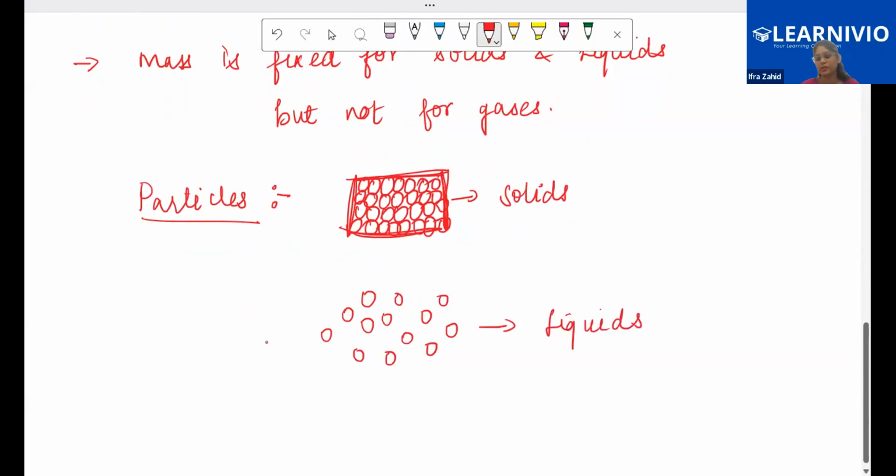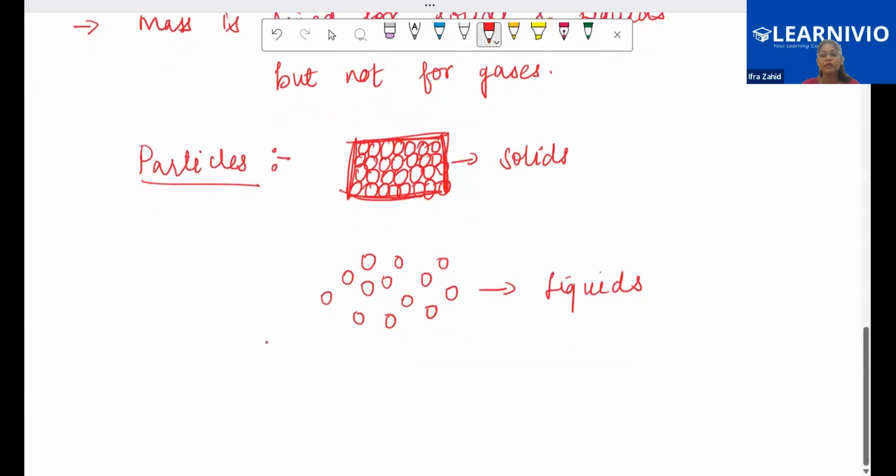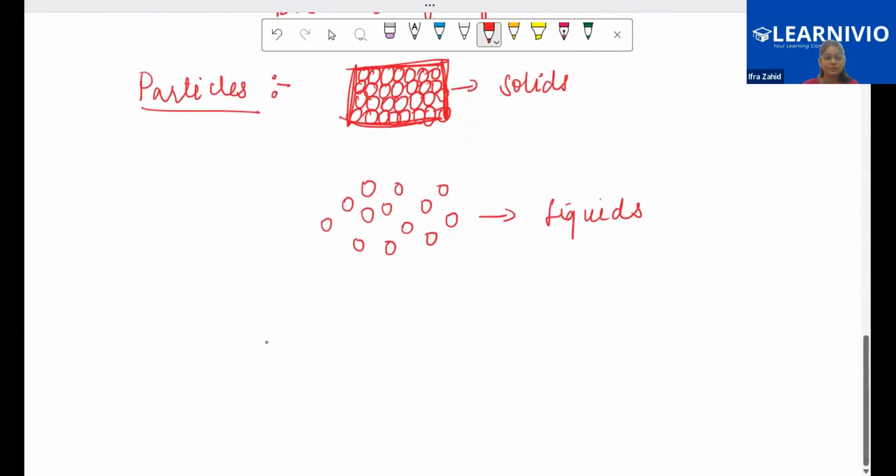They have gaps in between. And what about gases? For gases, the particles are scattered away; they're not linked. Very far placed. Correct?